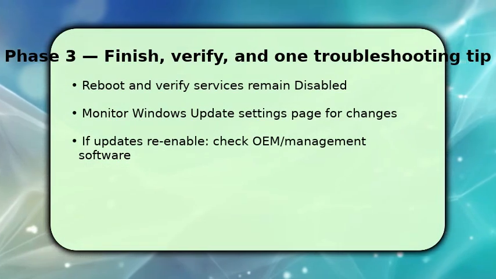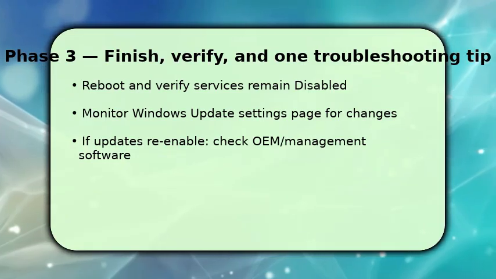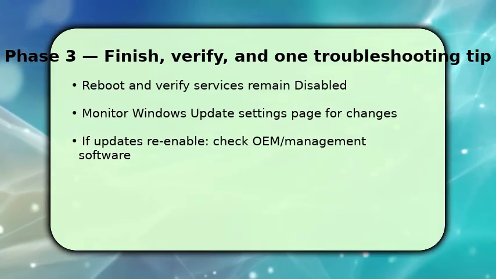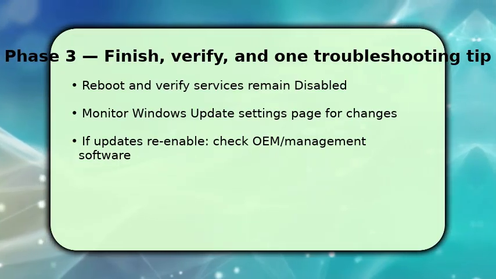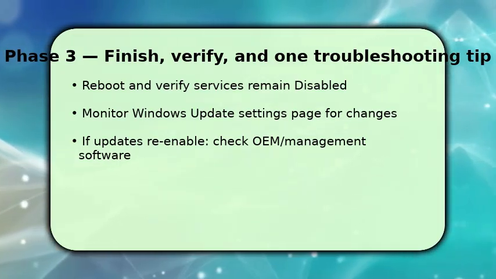Finally, reboot and verify Windows Update and BITS are still disabled in services.msc, and confirm Task Scheduler entries remain disabled. This completes the permanent deactivation process on the local machine.